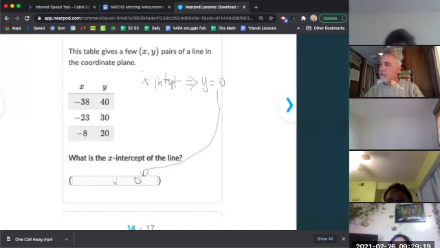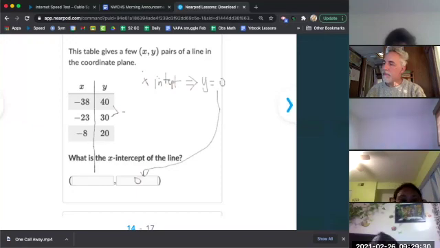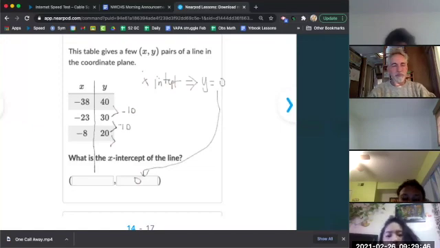Can anybody tell me what that pattern is? What's happening to the numbers in the y column? Are they going down or up? Jackson, can you tell me, or Gabriella, or Estrella, what's happening to the numbers in the y column? Are they going down or up? It decreases. It does. It decreases by 10 every time, right?